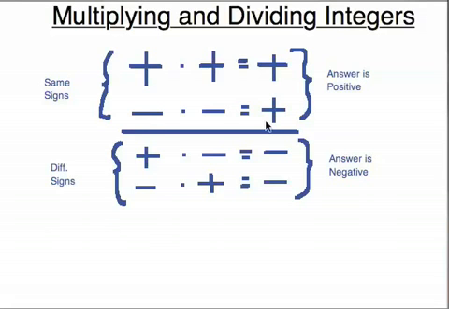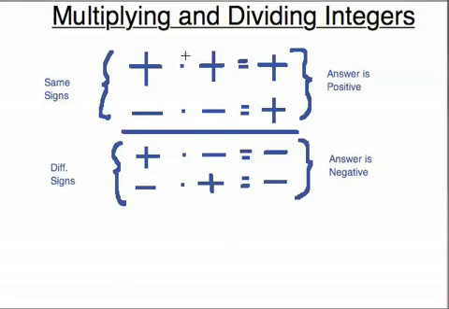If the signs are the same, the answer is positive. If the signs are different, the answer is negative. In other words, a positive times a positive is a positive. A negative times a negative is a positive. A positive times a negative is a negative. And a negative times a positive is a negative. And these rules actually apply also to division.